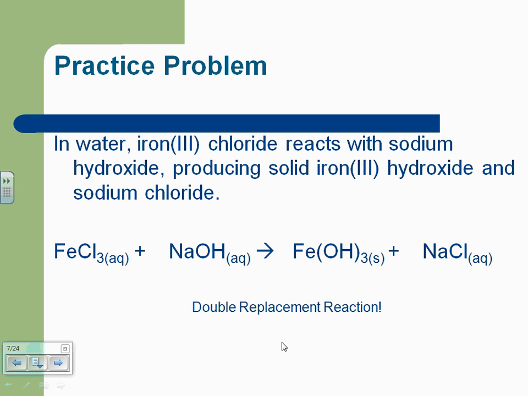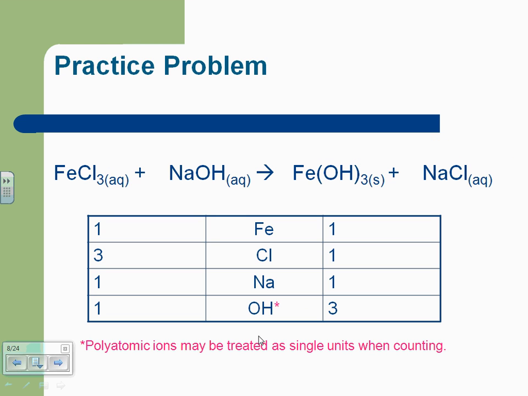So here we have a practice problem, all right? In water, iron 3 chloride reacts with sodium hydroxide, producing solid iron 3 hydroxide and sodium chloride. All right, so it's a double replacement reaction. In the 2-gram lab, everything that we're looking at is double replacement. All right, and so we need to figure out how to balance these. And remember, polyatomics, they're the same on both sides. They can count as one single unit.